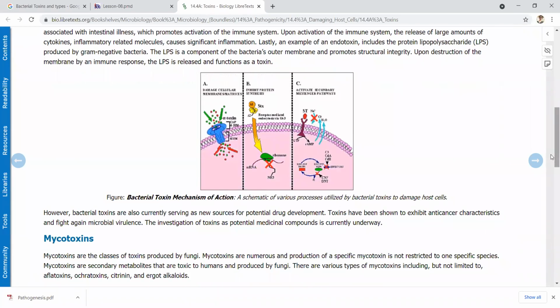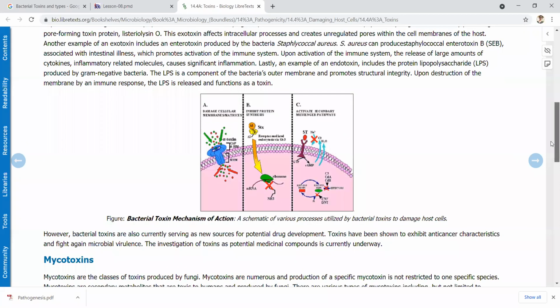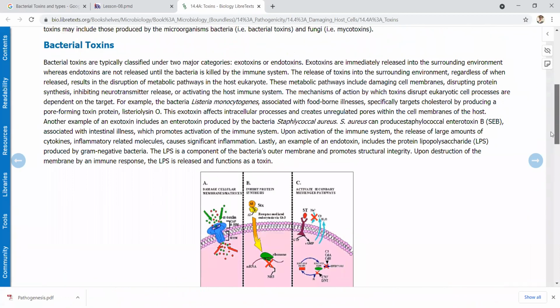However, bacterial toxins are also currently serving as a new source of potential drug development. Toxins have been shown to exhibit anti-cancer characteristics and fight against microbial virulence. So this is an investigation that is going on. Toxin basically is a virulence factor of the bacteria.